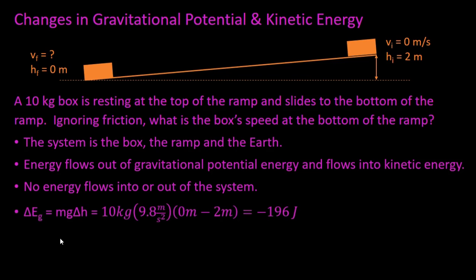So if we look at our energy equation for the change in gravitational potential energy, we go ahead and plug in the mass, the acceleration due to gravity, and the change in height. Notice, as with any change or delta function, it's the final position minus the initial position. And in this case, that creates a negative number. And we can see that the energy change in the gravitational potential mechanism is 196 joules, and the negative sign means that the energy is flowing out of that storage mechanism.